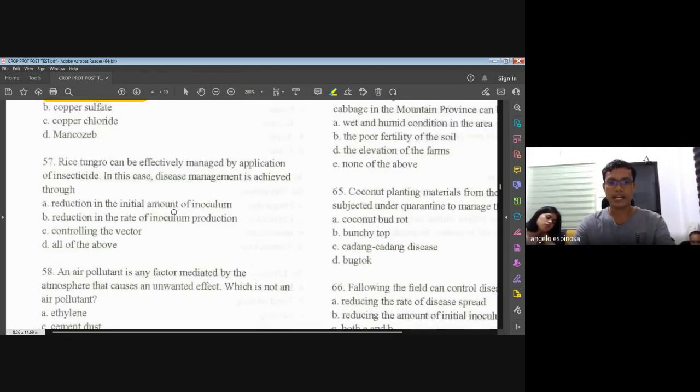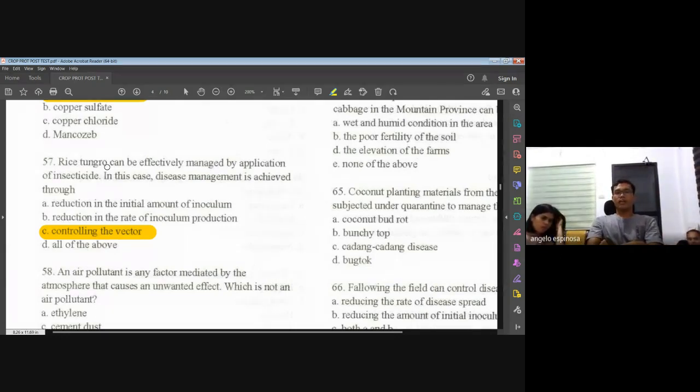Number 57, a rice tungro can be effectively managed by application of insecticide. In this case, disease management is achieved through, the correct answer is controlling the vector. Alam nyo na, ano ba yung rice tungro? That is a virus. Okay, rice tungro is a virus. It is caused by a hopper. So dapat, para makontrol ninyo siya, kailangan i-control ninyo yung vector. Pag walang vector, walang spreading of the diseases.